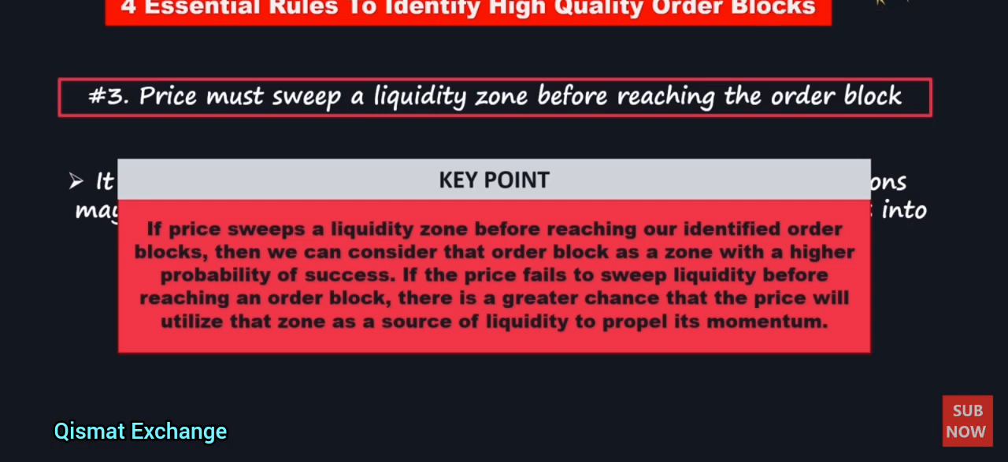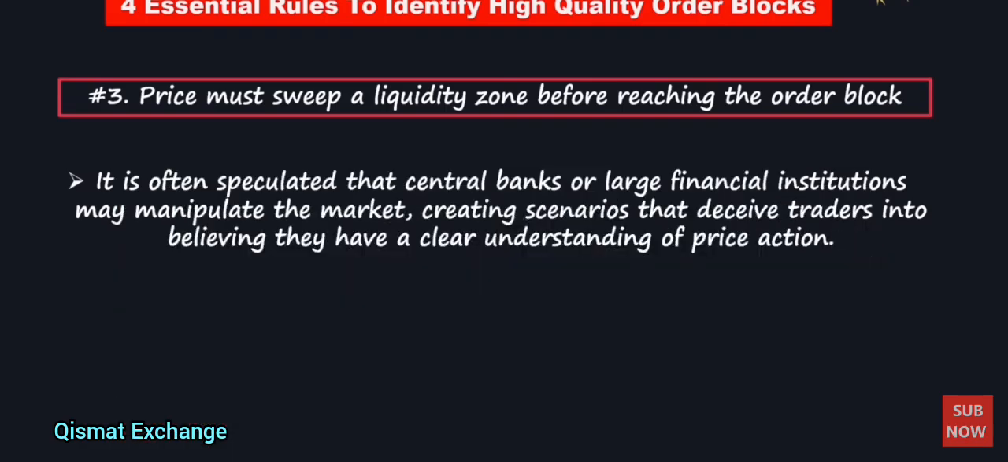The underlying theory is that the market relies on liquidity to sustain its movement. If the price fails to sweep liquidity before reaching an order block, there's a greater chance that the price will utilize that zone as a source of liquidity to propel its momentum. It's essential to consider this aspect when identifying potential entry points in the market, as it can significantly impact our trading decisions and outcomes.